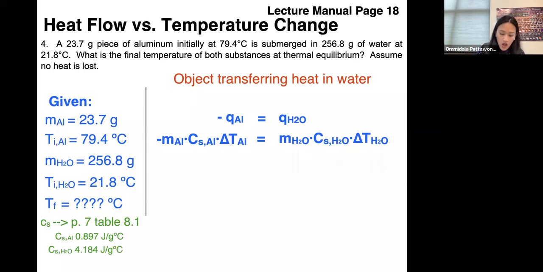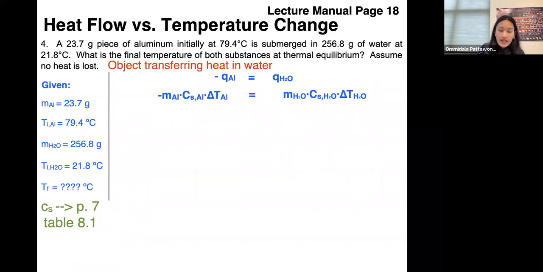All right, so I'm going to look up the value of the specific heat for aluminum and also water. I need more space, so I'm going to shrink this. Bear with me here. I'm going to add all of this mass and specific heat together. With delta T, tell me again, what do you use? Final minus initial. In this case, because we don't know the final, I'm just going to leave it as TF. Do the same thing for water.